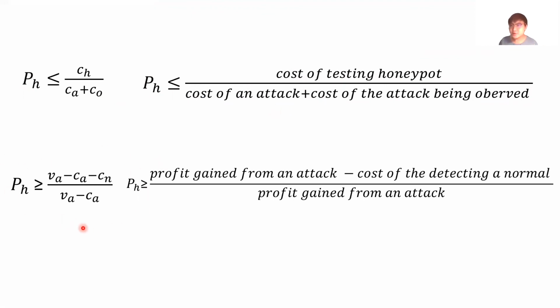Let's take a look at these constraints, for instance. Basically, what it's saying is that pH should be greater than or equal to the profit gained from an attack minus the cost of detecting a normal system over the profit gained from an attack. The profit gained from an attack is basically just the benefit the attacker receives from an attack minus the cost of an attack. So if the attacker is super efficient, which means the cost for him or her to detect a normal system is really low, then you should deploy more honeypots into the system just to bring up the cost of the attackers.